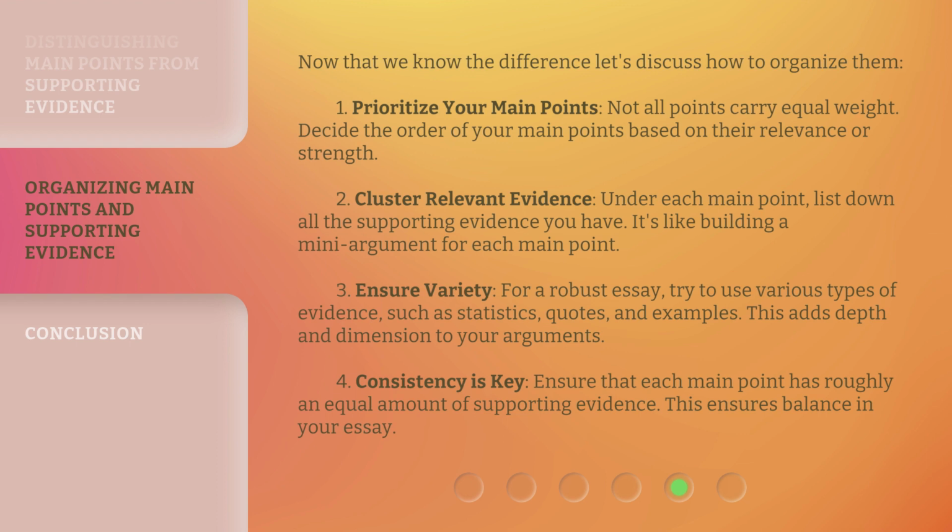3. Ensure variety. For a robust essay, try to use various types of evidence, such as statistics, quotes, and examples. This adds depth and dimension to your arguments. 4. Consistency is key. Ensure that each main point has roughly an equal amount of supporting evidence. This ensures balance in your essay.